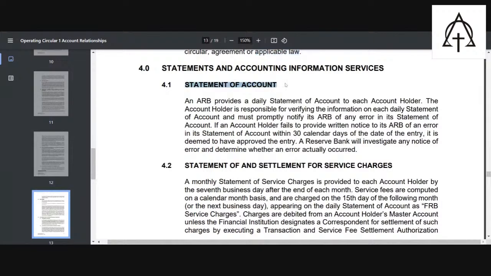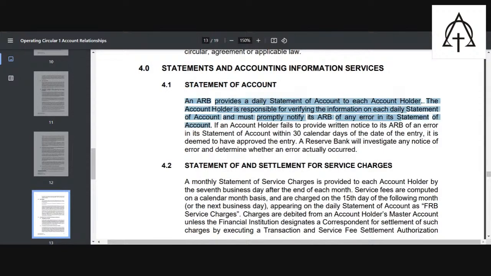Statement of account. An ARB, Administrative Reserve Bank, provides a daily statement of account to each account holder. The account holder is responsible for verifying the information on each daily statement of account and must promptly notify its ARB of any error in its statement of account.